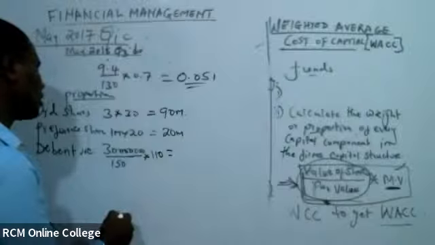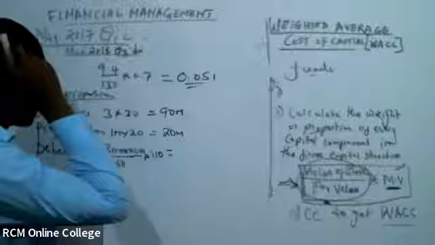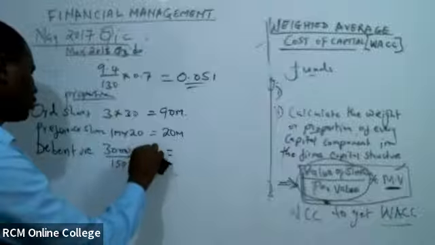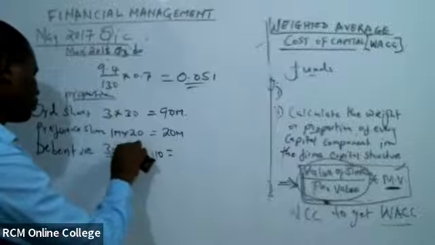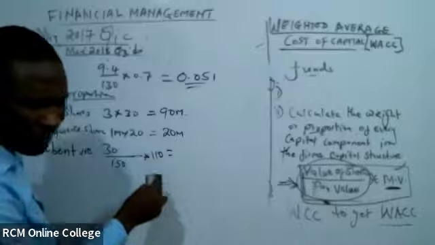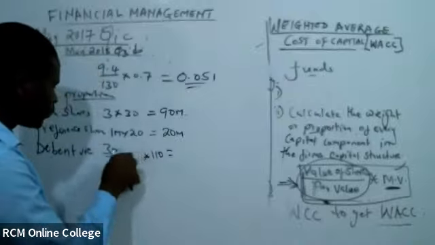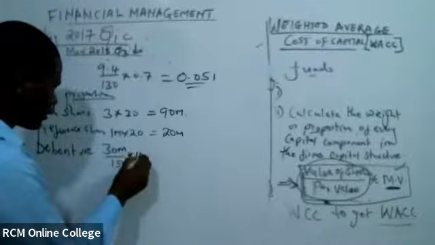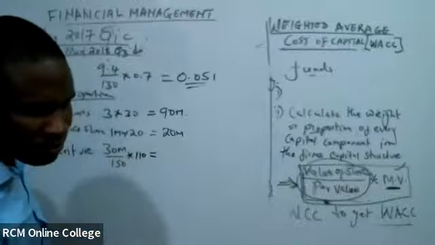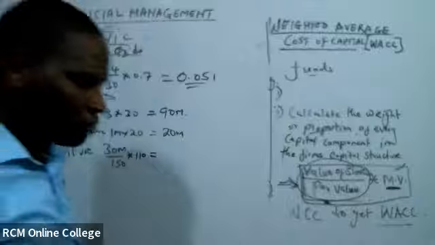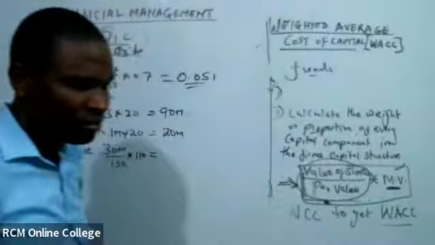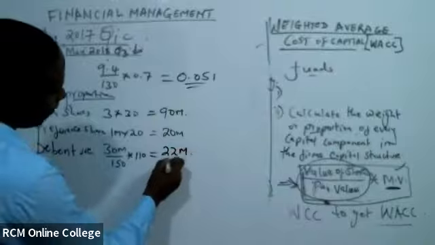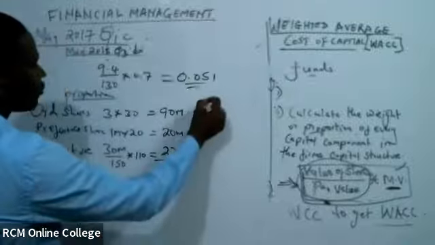Sasa hii itatusumbua. Sasa kama ni 30,000, ni 30 million. Si tutumie 30 peke yake ili tuweze kupata the same thing. Tuondoe mazero hizo ili iweze kuwa mzuri. Tumie 30 million, 30M times 110. Patie tumalizane nayo. 22. Yeah. Hivyo itakuwa 22M.